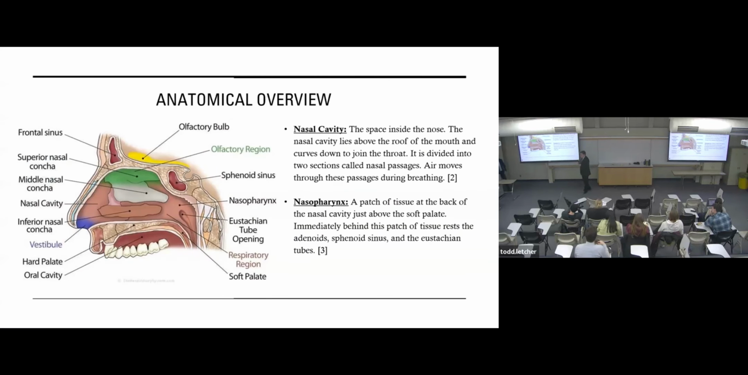So, as a brief overview of what the anatomy of your nose looks like, your nostrils lead into this big open path called the nasal cavity. And at the back of the nasal cavity is this patch of tissue called the nasopharynx. Immediately behind the nasopharynx are your adenoids, your sphenoid sinus, and eustachian tubes. These three systems are incredibly important when it comes to your nose getting plugged. And so any sinus or head cold issues that you have can most easily be medicated and targeted by this patch of skin.